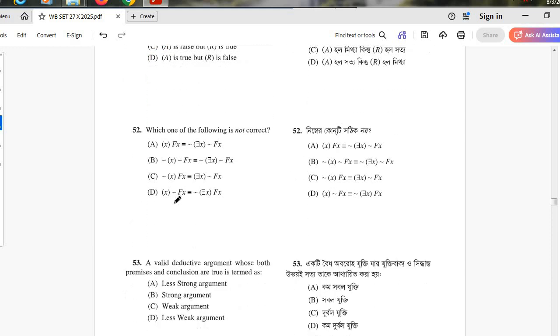Next question, question 52. Which one of the following is not correct? Option A. All x fx triple bar curl sum x curl fx, and option B. Curl all x curl fx triple bar curl sum x curl fx, and option C. Curl all x fx triple bar sum x curl fx, and option D. All x curl fx triple bar curl sum x fx. And question 52, इसका सही आंसर ऑप्शन B.